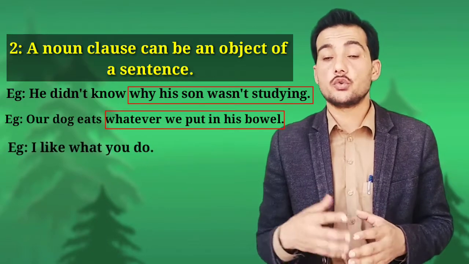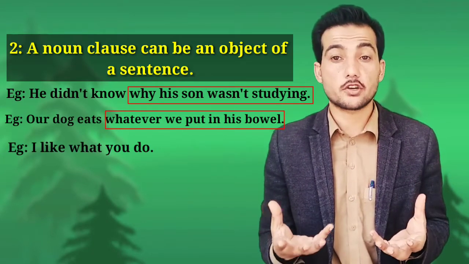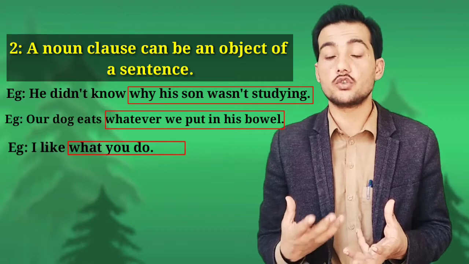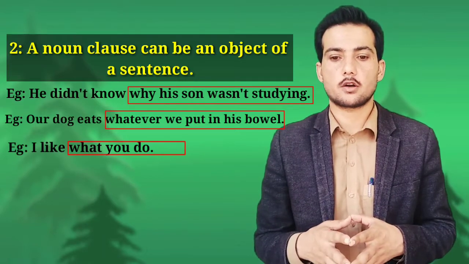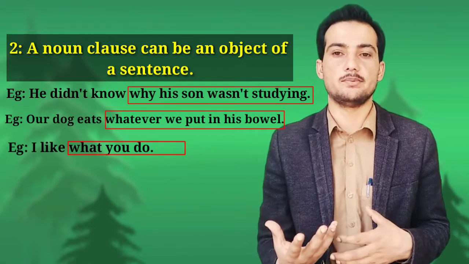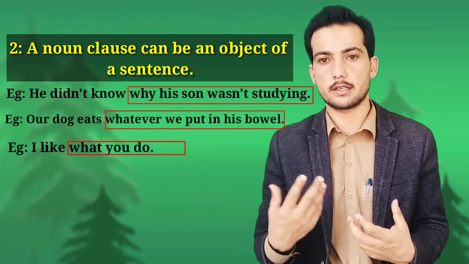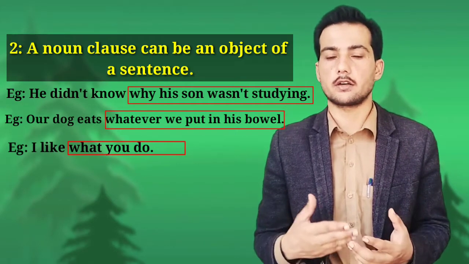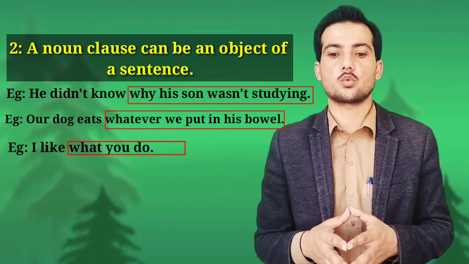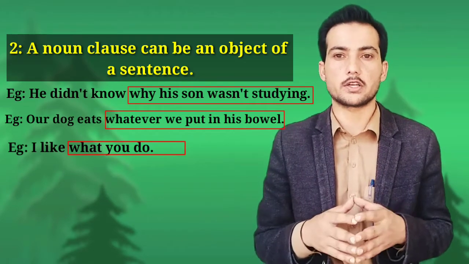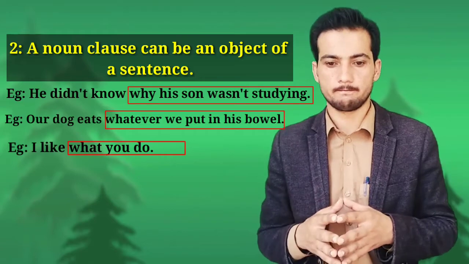I like what you do. I like what? It requires an object. I like what you do. Here it consists of a word that we said earlier, what, and after that a subject, that is you, and after that a verb that is do. So that is why it is a noun clause, and here it functions like the object of a sentence.